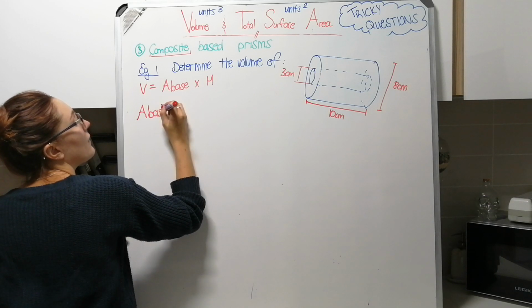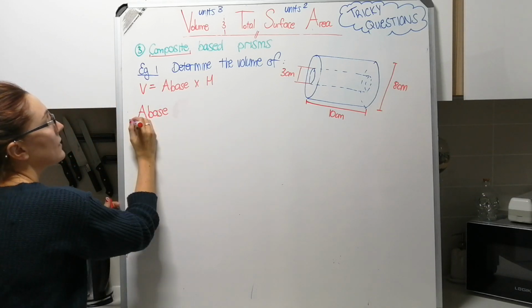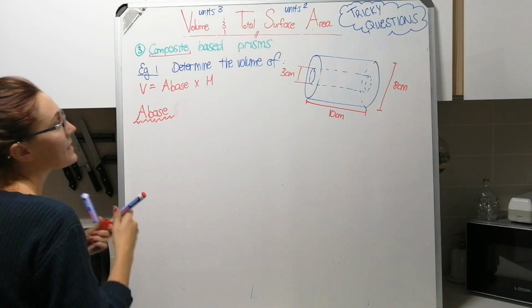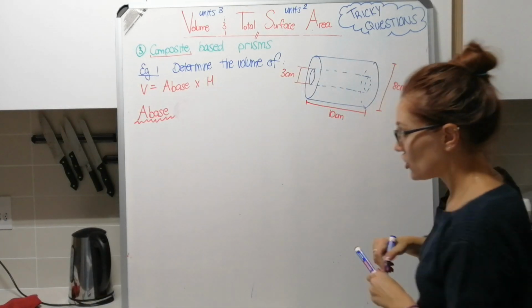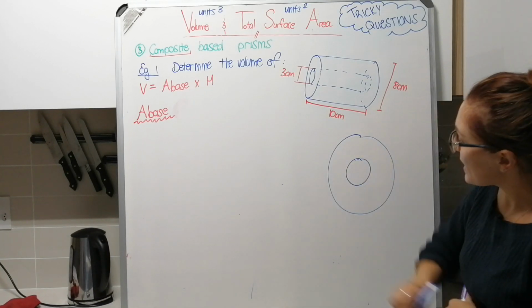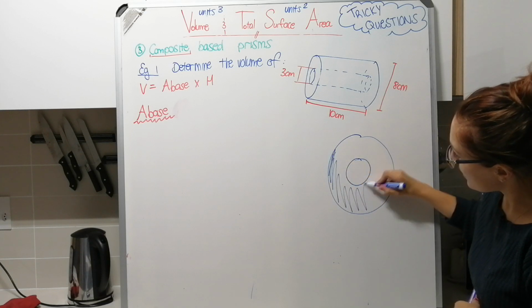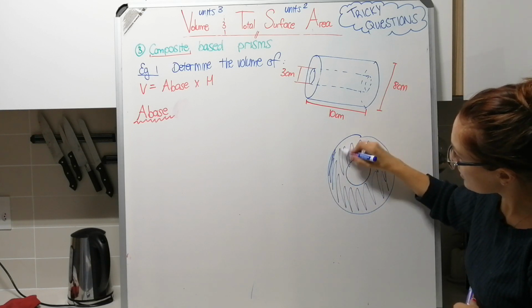Now the area of our base, let's actually just do it as a heading. First we find the area of our base. I like to actually draw my base so I can see what I'm dealing with, though you don't have to. My base is a circle with a circle cut out. So I'm looking for the area of this shaded part.